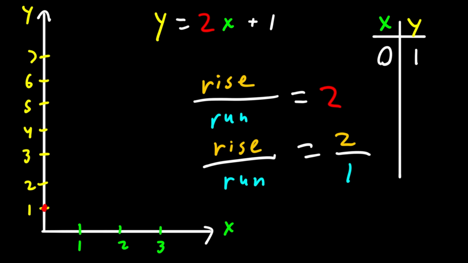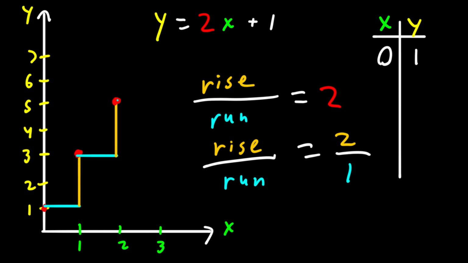So let's use rise over run to help us graph this. We're going to start at 0, 1 because that's our first point. And then we're going to run 1 unit to the right. And now we're going to go up. We're going to rise 2 units. So we're going to go from 1 to 3. So the new point is at 1, 3. And now let's use it again. So let's run 1 unit to the right, and then we're going to rise 2 units up. So we're going to go from 3 to 5. And the new point is going to be at 2, 5.